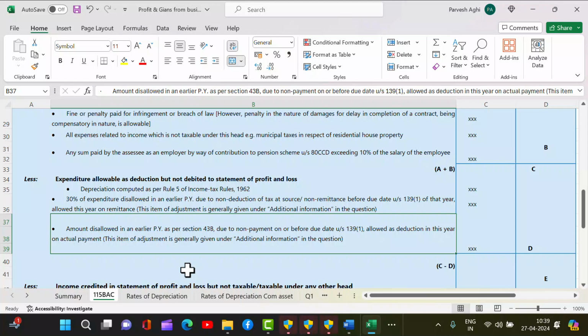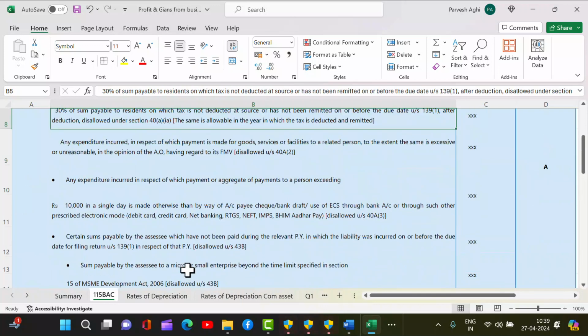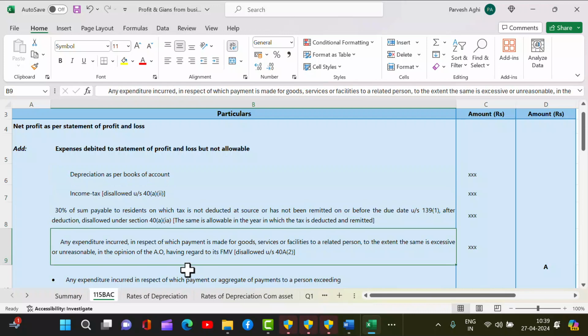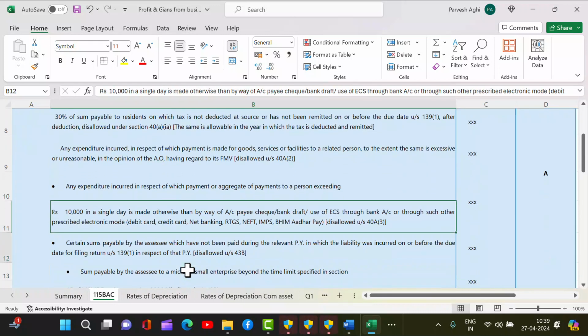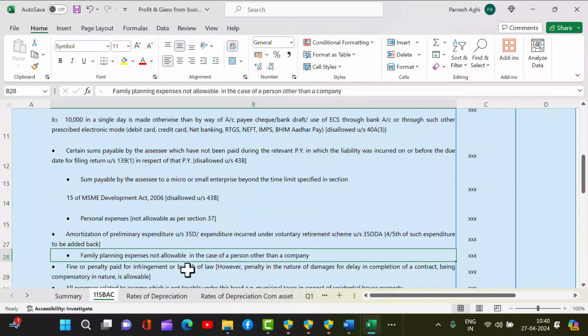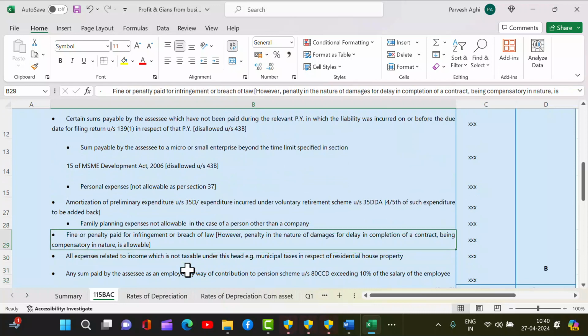Okay, so you have allowed that expense in the next year, which you had earlier disallowed. If you remember, we had disallowed this expense. Certain sums payable which have not been paid during the relevant previous year. Or you can even pay it before filing your tax return. But if you have not done that, and you have paid it after filing your income tax return, any sum of last year like this will be allowed this year. Okay, fine.